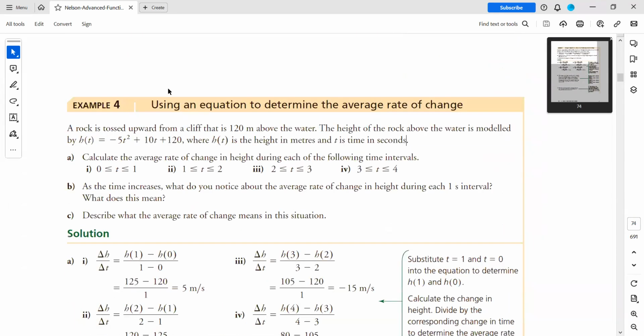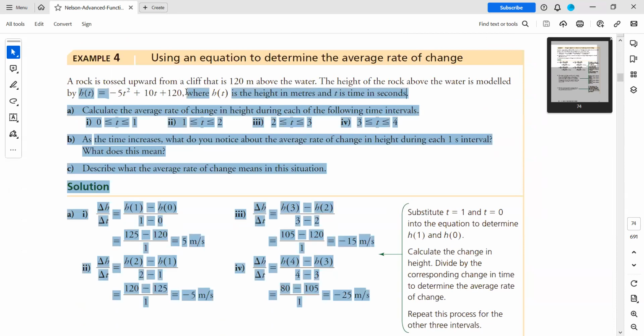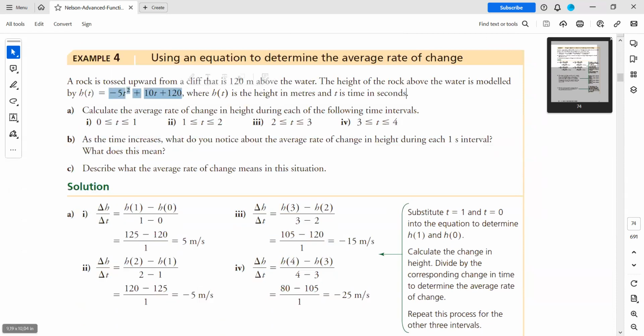Are there any questions about how to evaluate average rate of change from an equation? Because basically this is the most important approach that you have to learn, because rarely you're going to work with graphs and tables of values. Usually you're just going to be given a formula, and you'll be asked to calculate the average rate of change for this function.